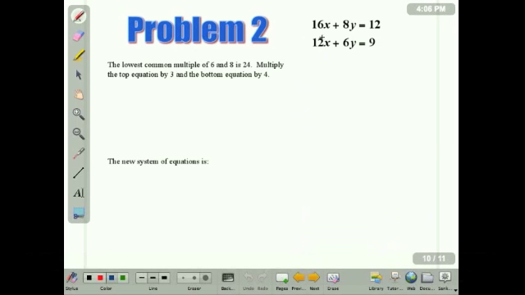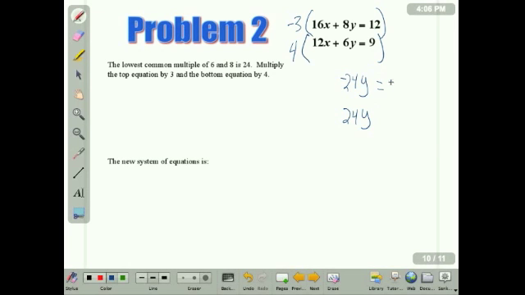In this case, I need to figure out a common number that both values can go into. I'm going to multiply this equation by a 4, and I'm going to multiply this equation by -3, because I want to get rid of my y's. -3 times 8 is a -24y, and 4 times 6y is a +24y. So I'm going to eliminate my y's.